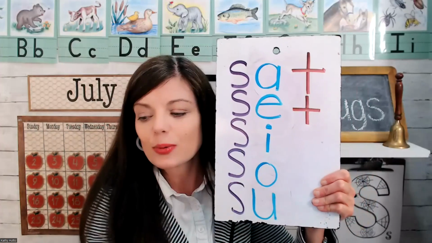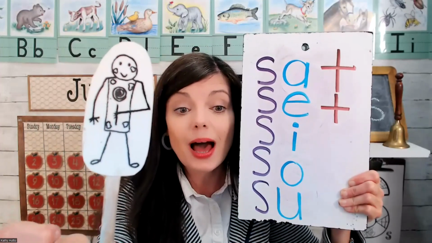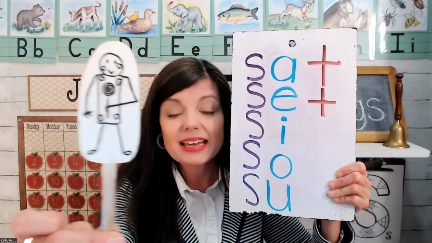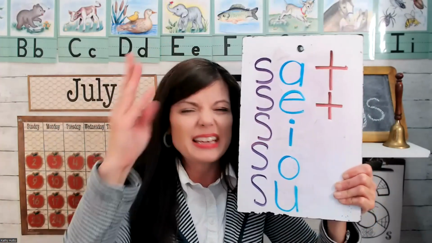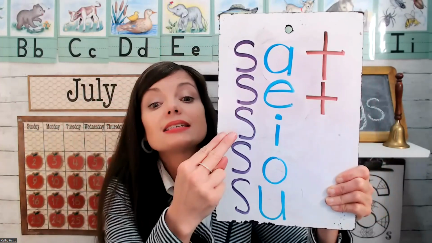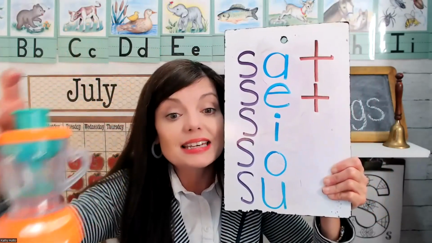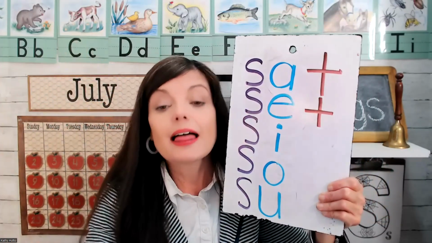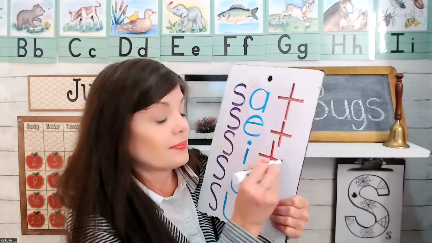Okay, let's do the next one. I looks like an icky sticky lollipop. I says i, i, i. So let's blend these sounds together. S, i. Si, si, si.